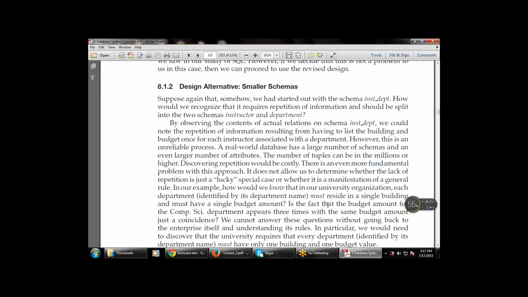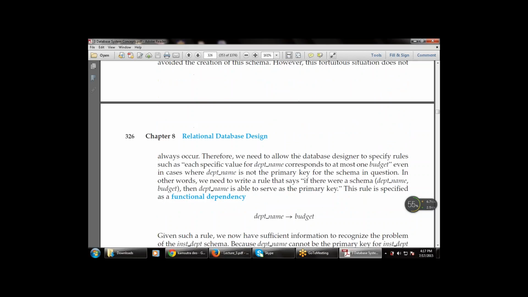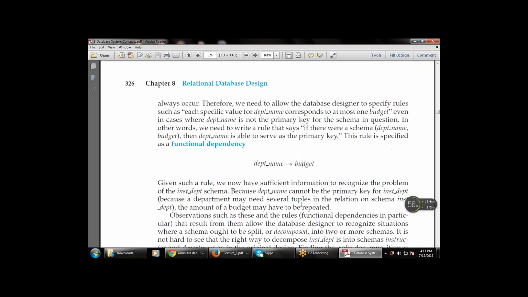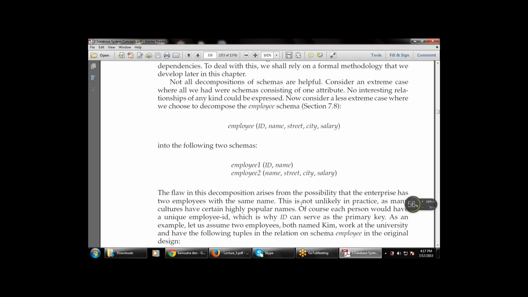In our example, in our university there are various departments, each residing in a single building and having a budget. So this is a functional dependency: the department name determines the budget.